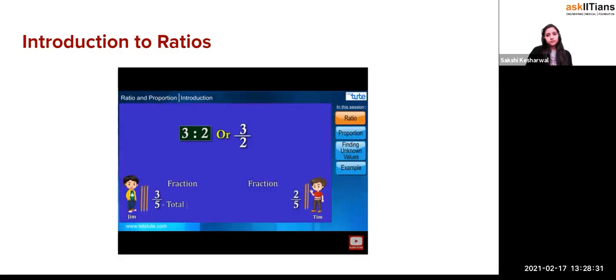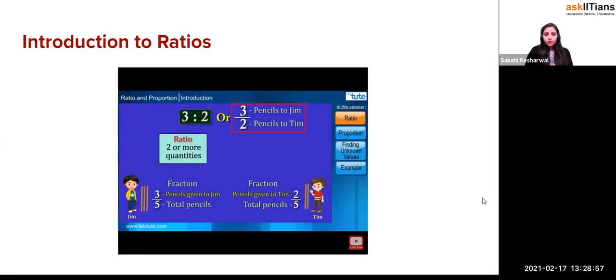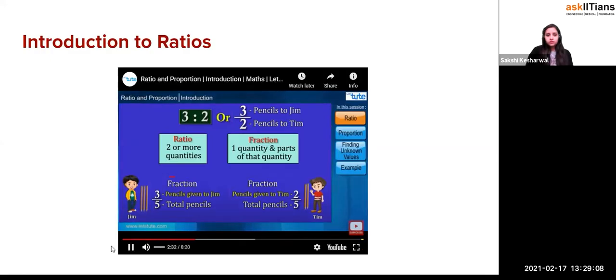That is, you have total 5 pencils and out of that, 3 pencils you have given to Jim. And out of 5 pencils, you have given 2 pencils to Tim. But in the ratio where it says 3:2 or 3/2, it means you have to give 3 pencils to Jim and 2 pencils to Tim. Ratio deals with 2 or more different things or quantities, whereas fraction deals with only one quantity. I hope this difference between ratio and fraction is clear now.